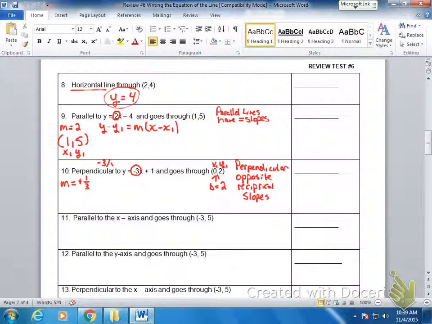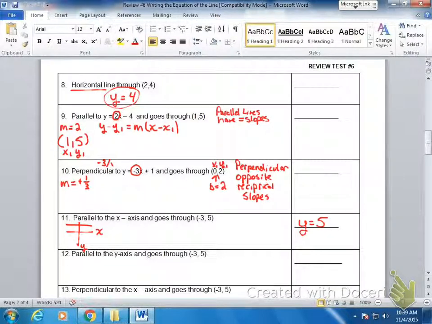Let's look at number 11 and 12 real quick. These are the ones where you have to draw a picture, guys, and you have to know the x-axis is horizontal, the y-axis is vertical. They want a line that is parallel to the x-axis. Well, a line that's parallel to the x is a horizontal line. If you remember earlier, we said horizontal lines are always y equals. Well, the only y value they gave us was 5, so the equation that's parallel to the x-axis that goes to that point is y equals 5.